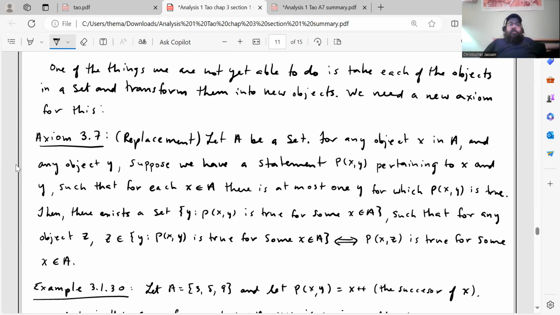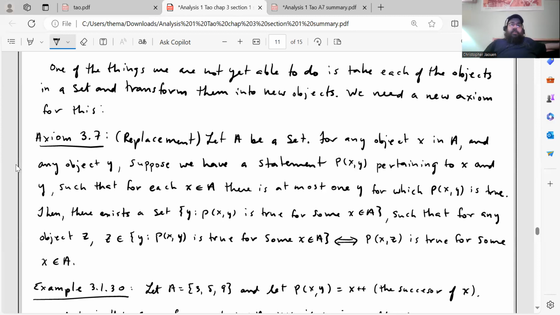All right, replacement says, let A be a set. For any object X in A and any object Y, suppose we have a statement P of X, Y pertaining to X and Y, such that for each X in A, there's at most one Y for which P of X, Y is true.